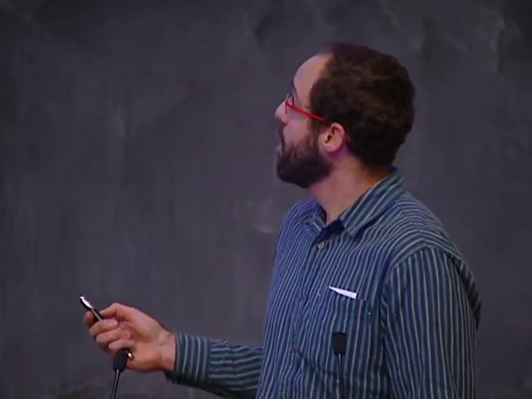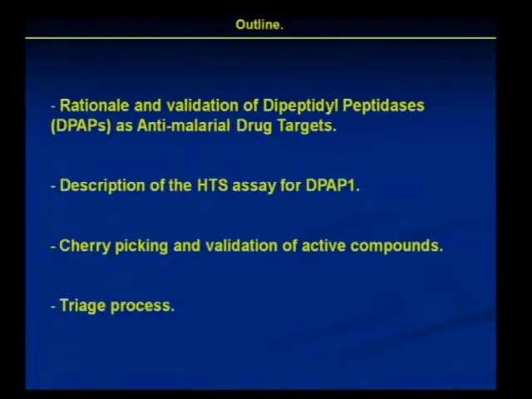So I'm first going to talk about where I left off last year, which is basically why we think DPAPs are good drug targets for malaria. Then I will describe the assay and which compounds we took to cherry pick, and then what I'm doing right now, which is the triage process, which we hope will come up with a subset of between 5 and 15 compounds for follow-up studies.